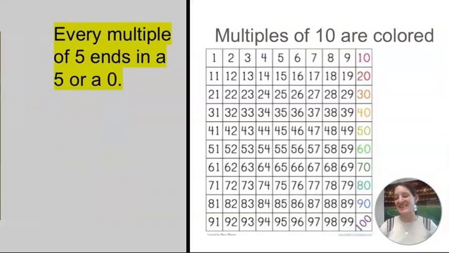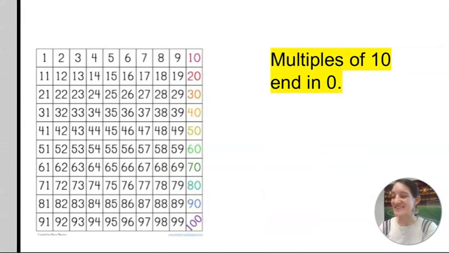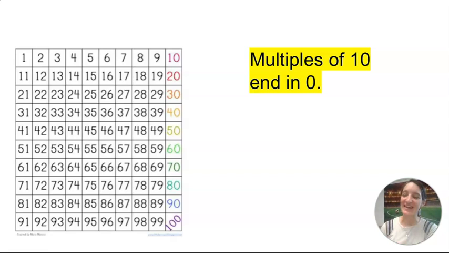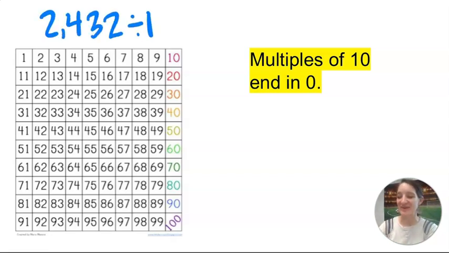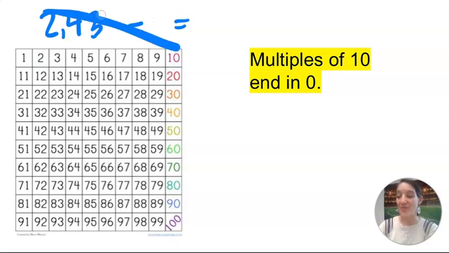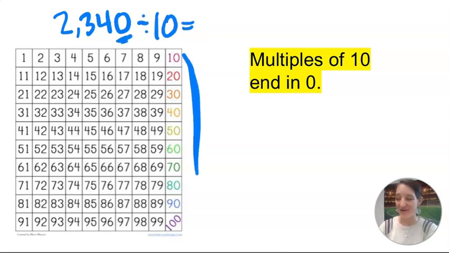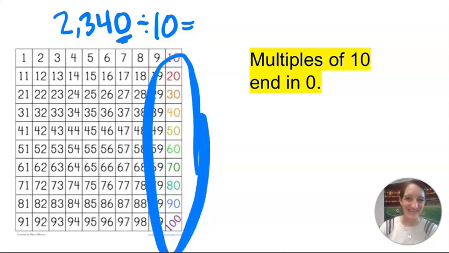Okay? Here's the last one, 10s. All the multiples of 10 are colored. What do we know? We know a number is divisible by 10 if it ends in a 0. Every multiple of 10 ends in a 0. So our 2,432 or whatever, if we divide it by 10, it's going to have a remainder. It's not going to be pretty because it doesn't end in 0. But if we have 2,340, that one will be divisible by 10 because it ends in a 0, and all multiples of 10 end in a 0. Cool, huh?